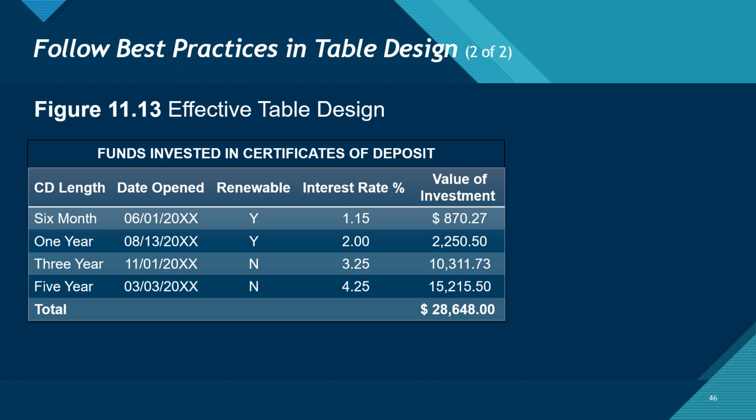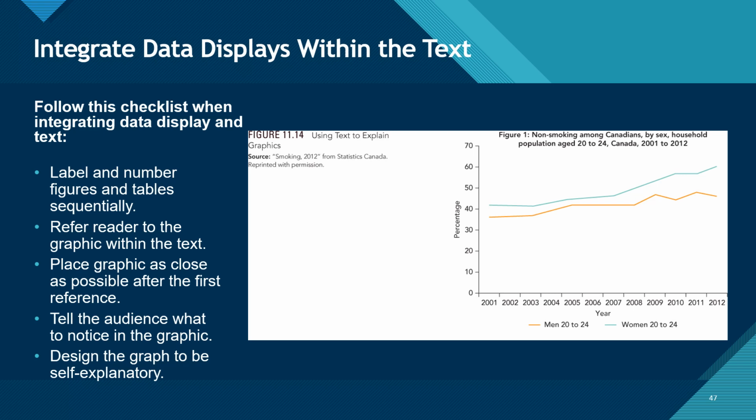Look at how it follows perfectly all the rules we talked about in the last slide. Integrate data displays within the text. Follow this checklist when integrating data display and text: label and number figures and tables sequentially. Refer the reader to the graphic within the text. Place the graphic as close as possible after the first reference. Tell the audience what to notice in the graphic. Design the graph to be self-explanatory.